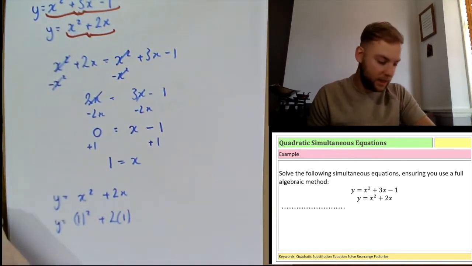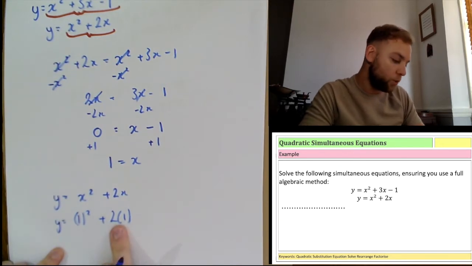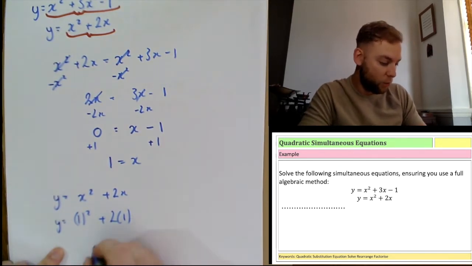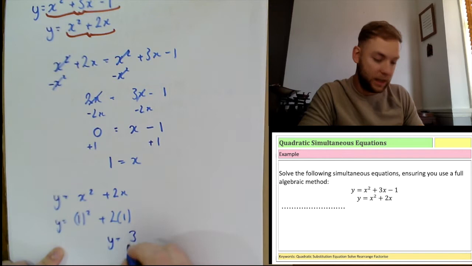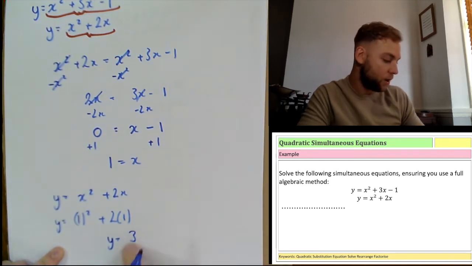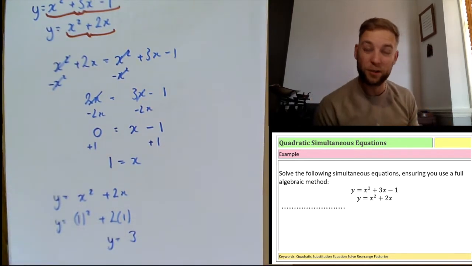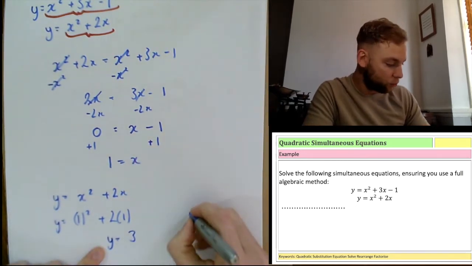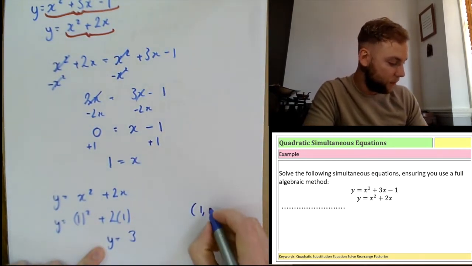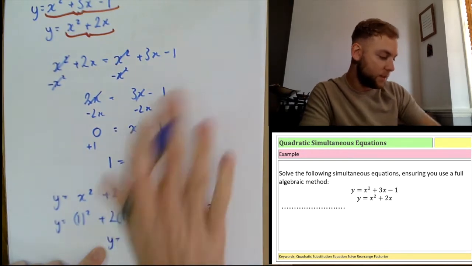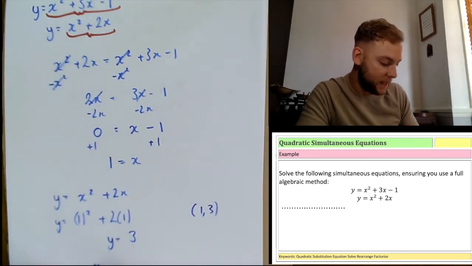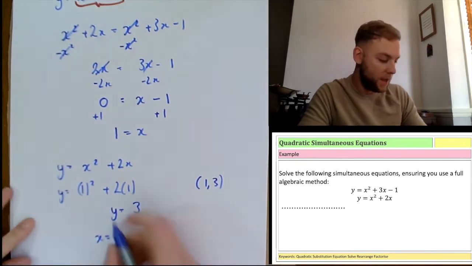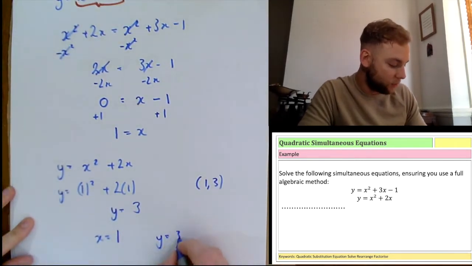And then that's quite easy. So 1 squared is 1, plus 1 times 2 is 2. So y is equal to 3. So we've got our solution. Now these can actually be thought about as coordinates. So when x is 1, y is equal to 3. We could write it as a coordinate if we wanted to, (1, 3). But because we're not doing it graphically, we're just going to say, last little part to make sure we know, x is equal to 1 and y is equal to 3.